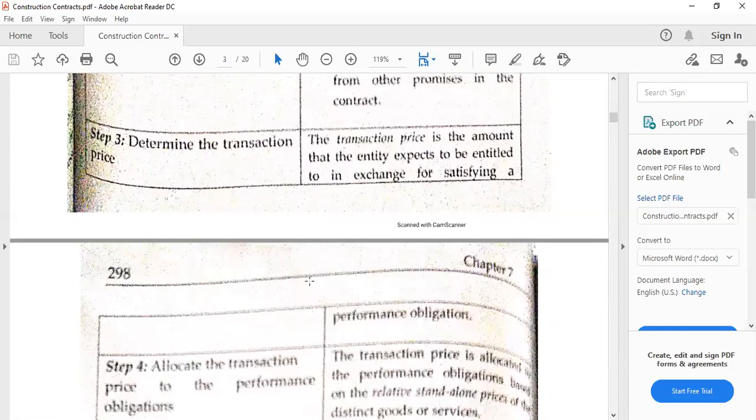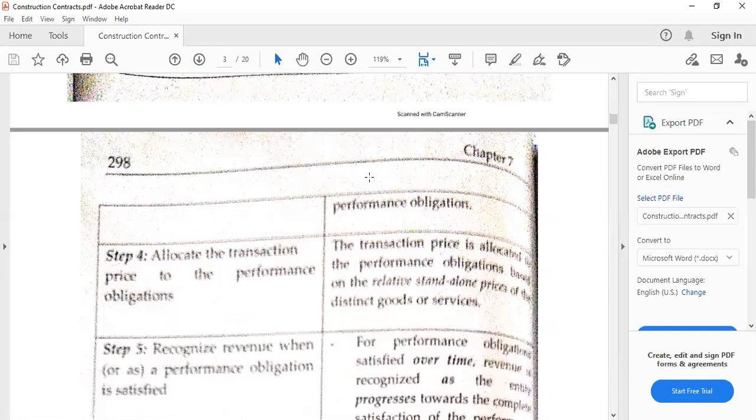Step 3 is to determine the transaction price, which is the amount that the entity expects to be entitled to in exchange. The seller, of course, I was about to say buyer because the buyer will be paying to the seller, but this is on the part of the seller, in which the seller will be receiving this particular amount in the transaction or contract.